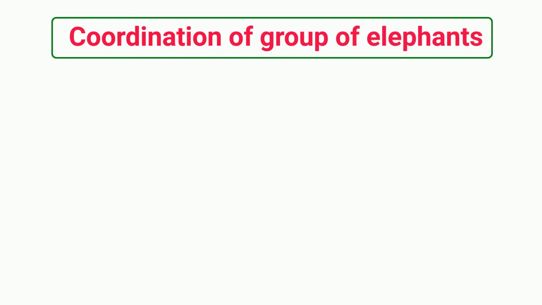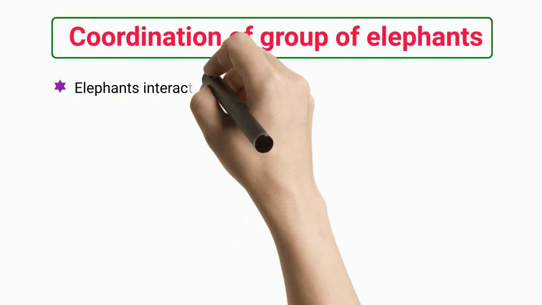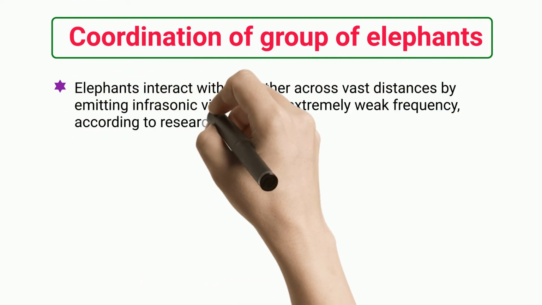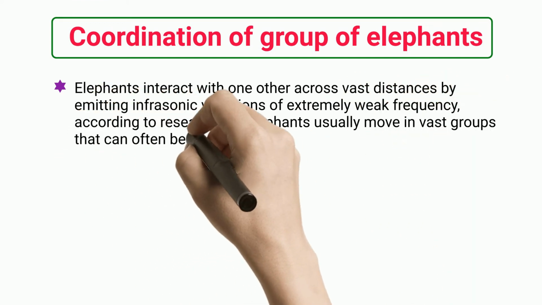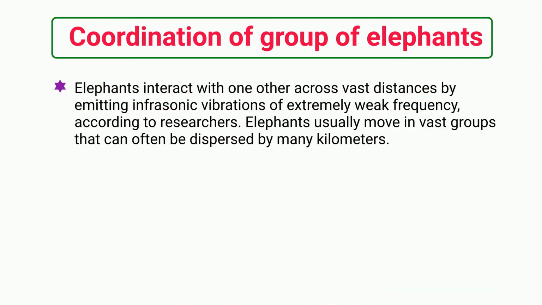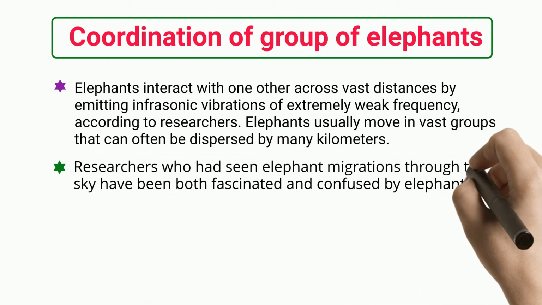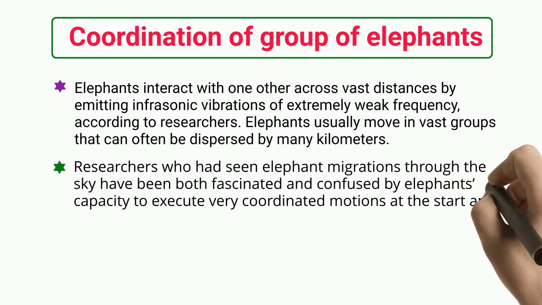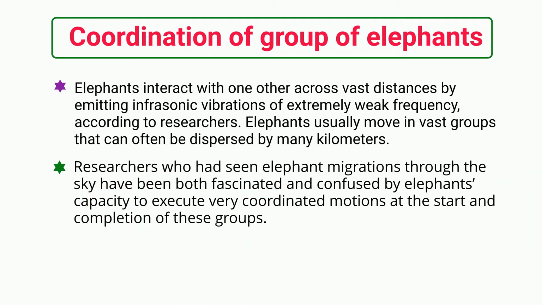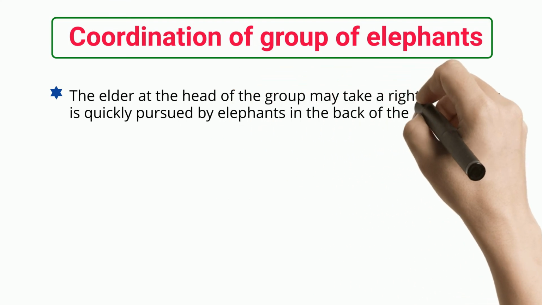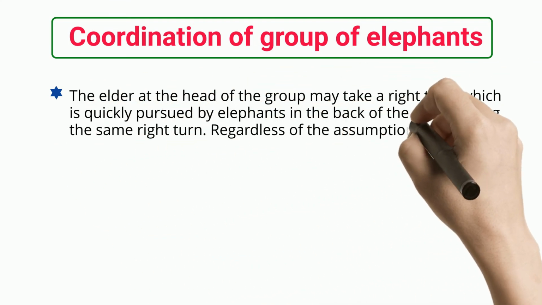Coordination of a group of elephants. Elephants interact with one another across vast distances by emitting infrasonic vibrations of extremely low frequency, according to researchers. Elephants usually move in vast groups that can often be dispersed by many kilometers. Researchers who have observed elephant migrations have been both fascinated and confused by elephants' capacity to execute very coordinated motions at the start and completion of these groups. The elder at the head of the group may take a right turn, which is quickly followed by elephants in the back of the group taking the same right turn.